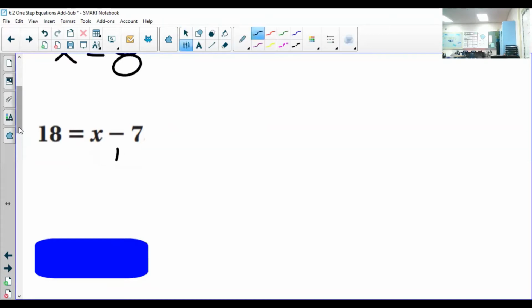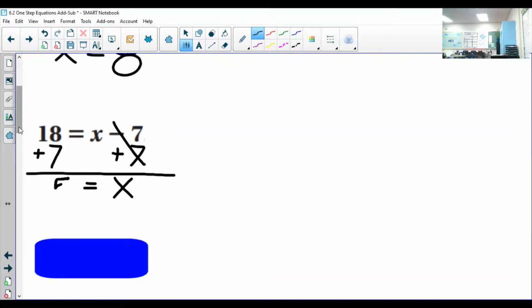So I'm going to add 7, and I'm going to add 7. Okay, now I have a -7 and a +7 over here on the right. They cancel, so I cross them out. The only thing left over here is an x, so I'm going to bring that down. And then I have my equal sign. And then I have to do 18 plus 7.